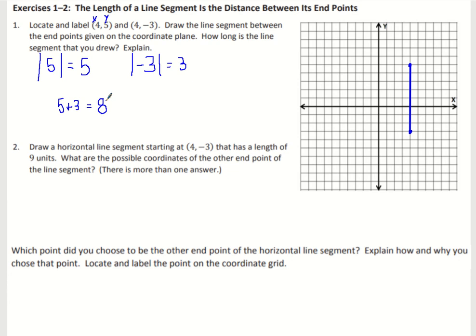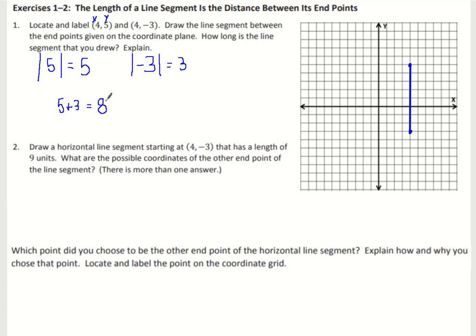But number 2 tells us, hey, draw a horizontal line segment starting at (4, -3). That was one of our points. That has a length of 9 units. It asks us then, what are the possible coordinate points at the other end of the line segment, and tells us specifically that there's going to be more than one answer.